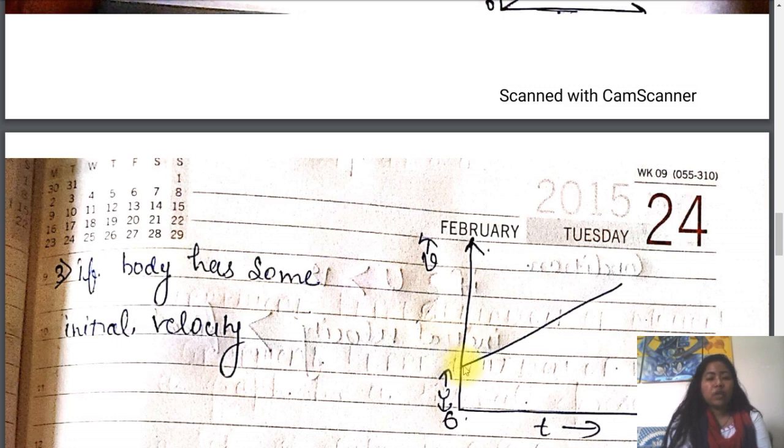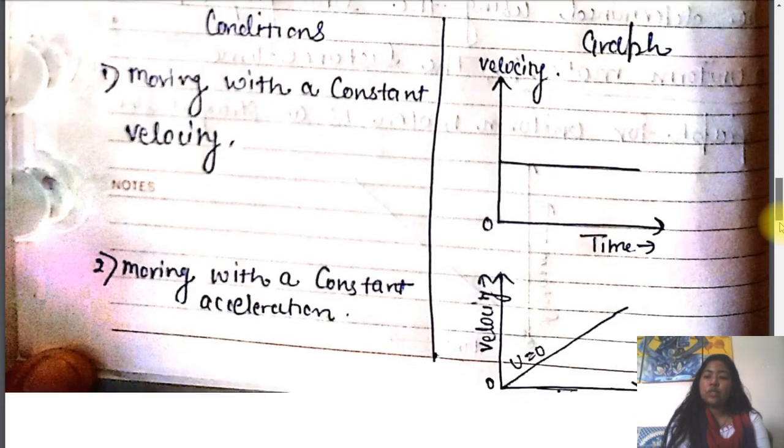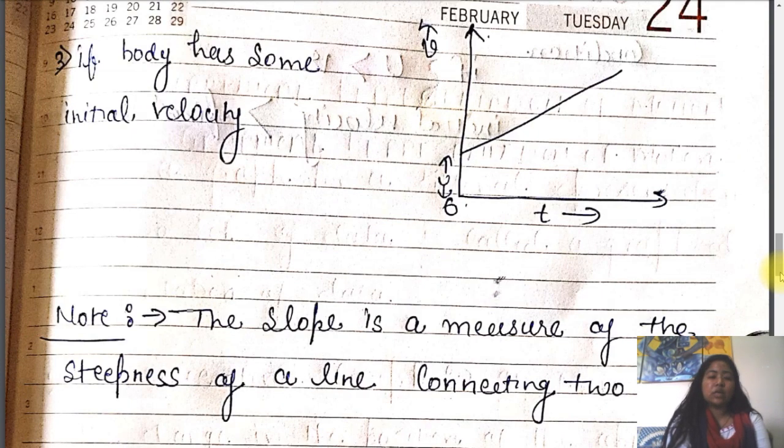So the graph will not start from rest, but from some point on the velocity axis, that is, along the y-axis. So the shape of the velocity-time graph for this particular situation will look like this. After that, we have the next condition, where we will talk about how we define slope.